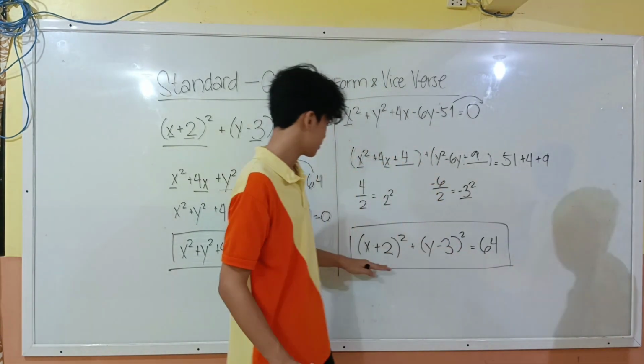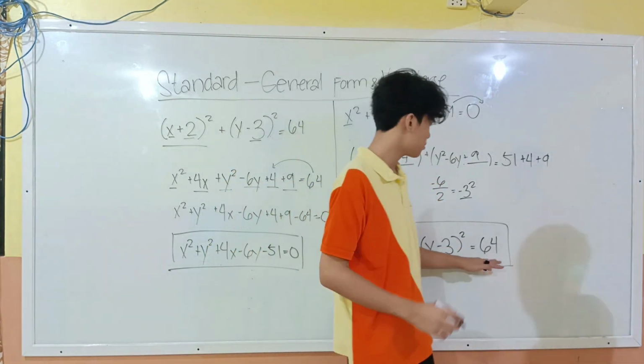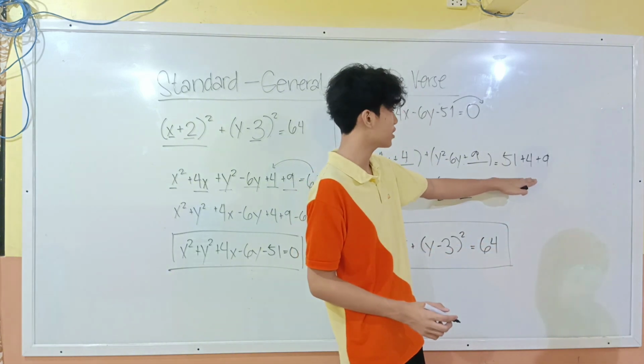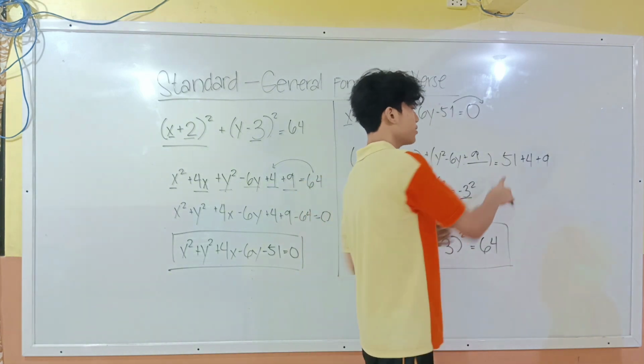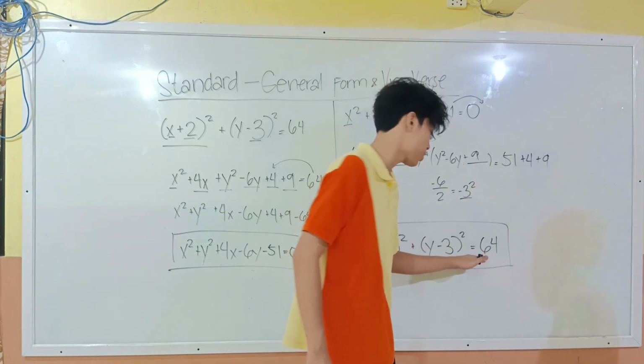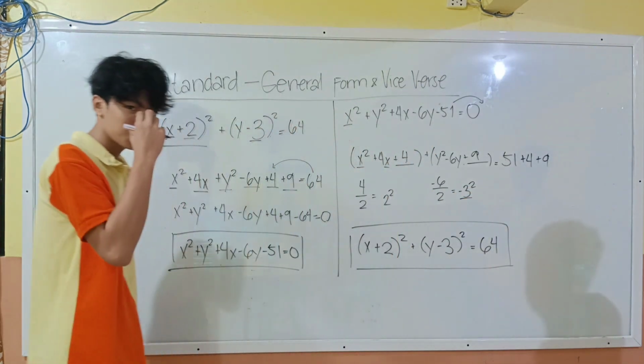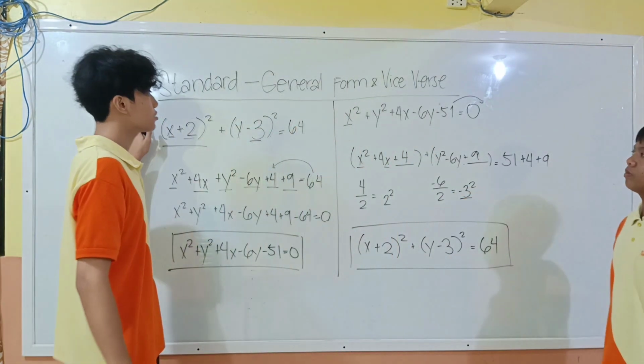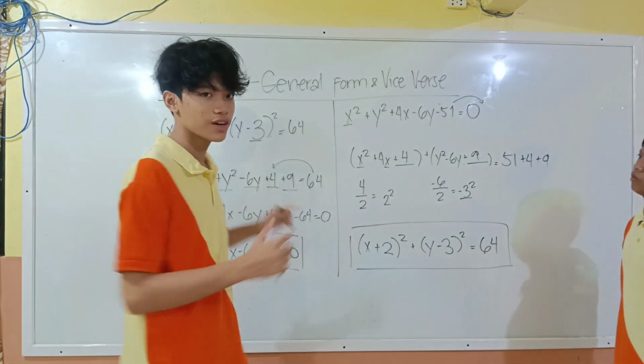Get the sign. Okay. Then how did we get 64? We simply combine the like terms. So 51 plus 9 is 60. 60 plus 4 is 64. So that's how we change standard to general and vice versa.